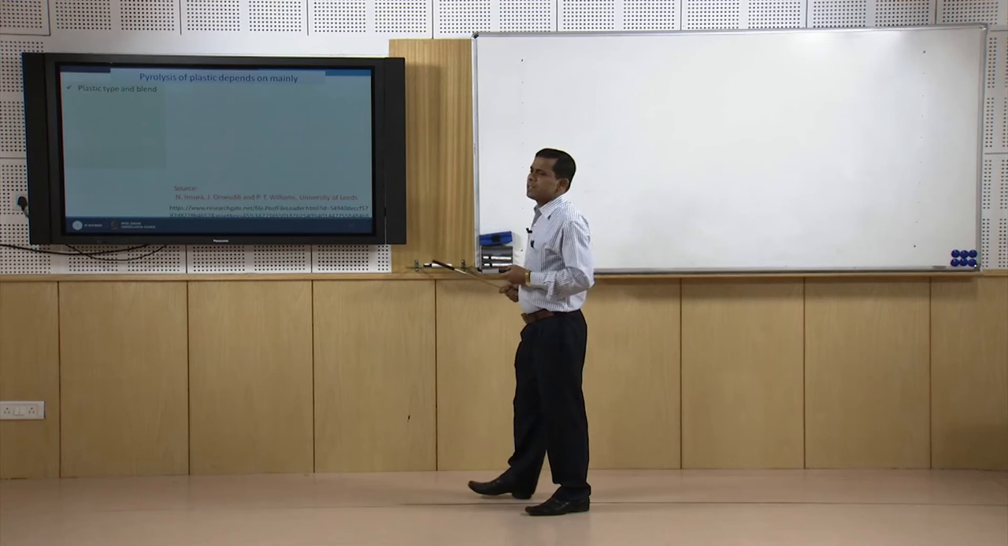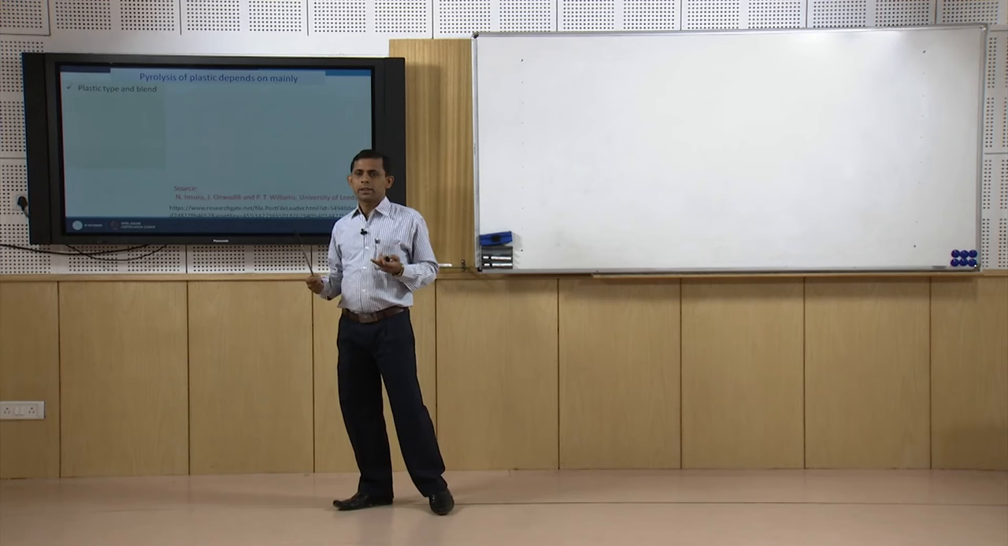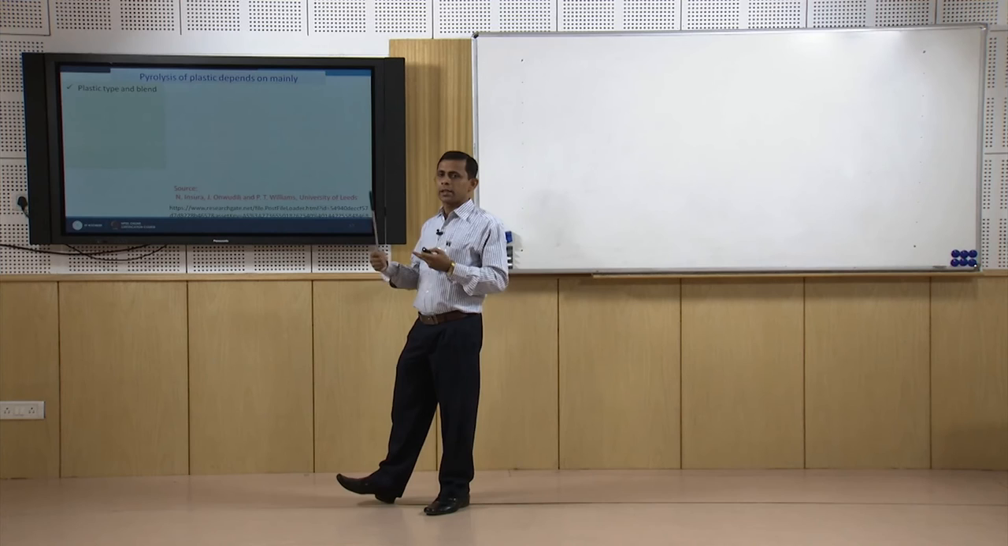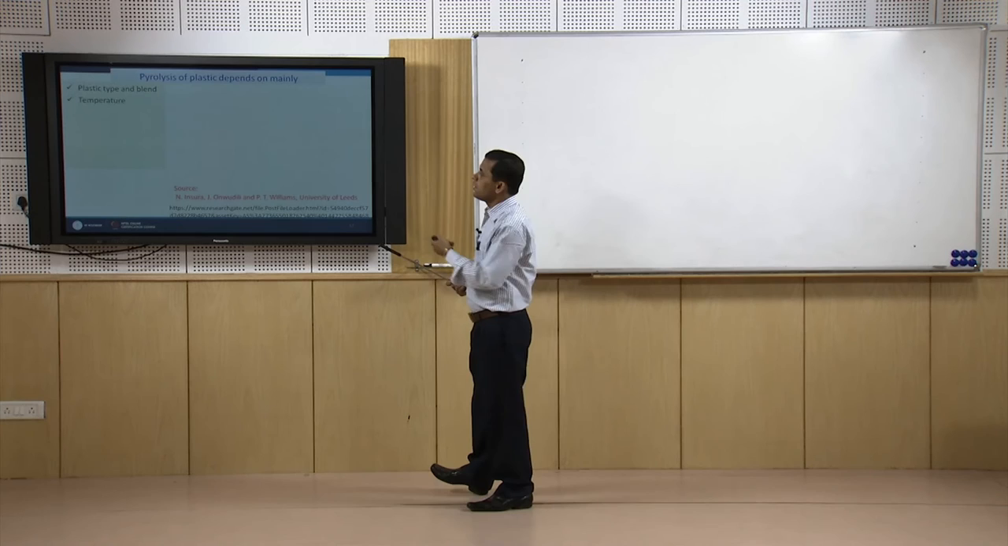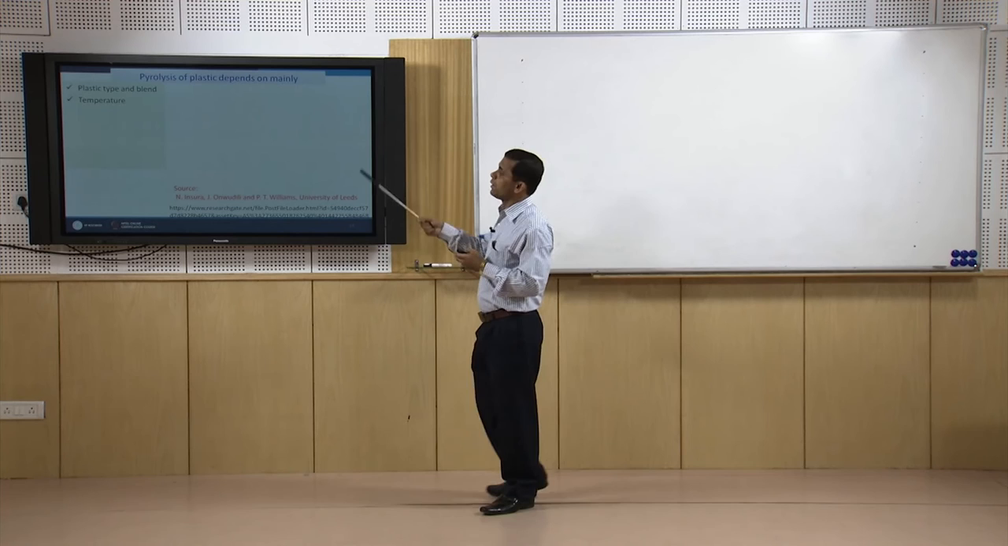Now we will see what are the factors on which the performance of the pyrolysis process will depend. So, plastic type and blend: as we have seen, different types of plastics are there, and they have different monomers. What type of plastics are used and what the ratio of those plastics is will influence the performance of the pyrolysis process. Then temperature: just as we have discussed, 350 to 800 or 900 degrees centigrade is used. If a catalyst is used, a lower temperature will be used, and temperature will influence the distribution of the product.